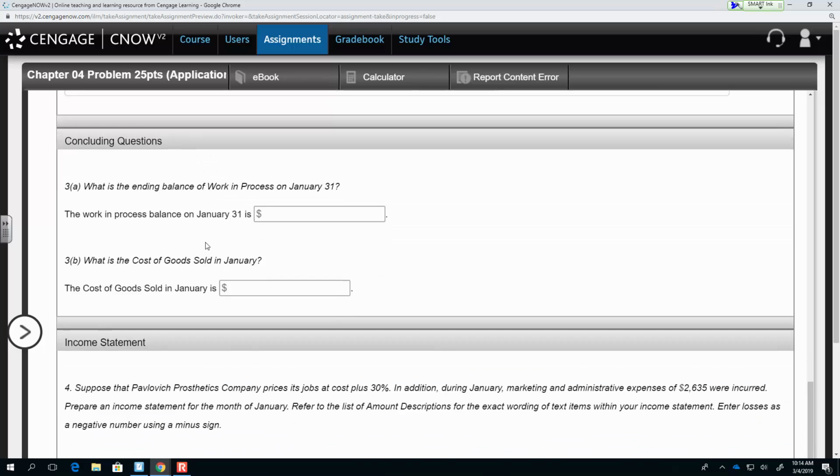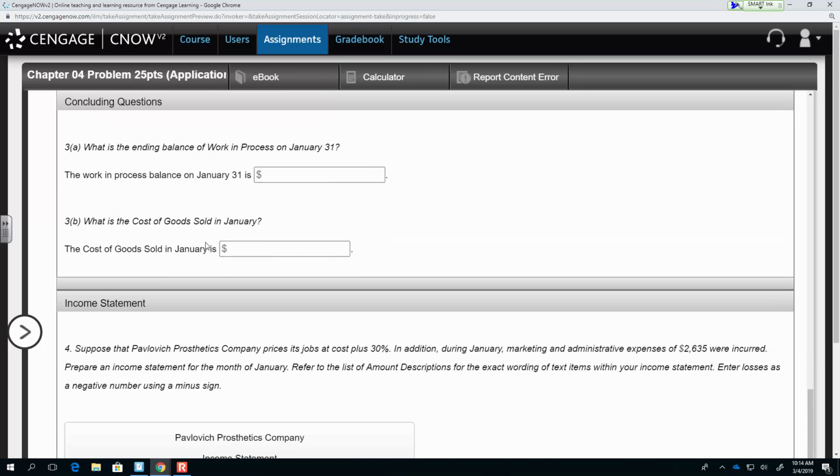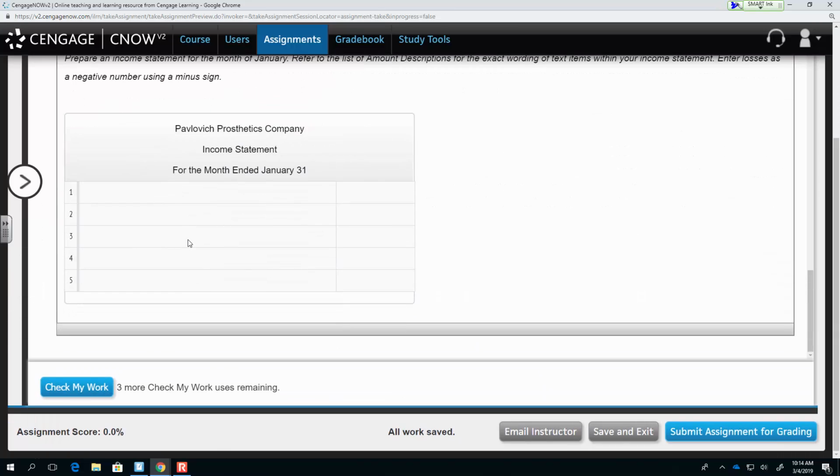Then it says, what is the ending balance in our WIP? What is the cost of goods sold in the month of January? We've got to get to that point shortly. And then finally, you'll develop an income statement based upon our cost of goods sold amount. So those are the tasks that you'll have to go through for the project.